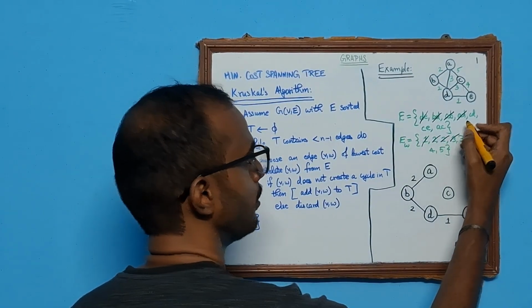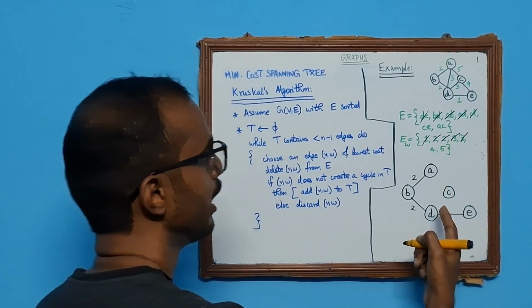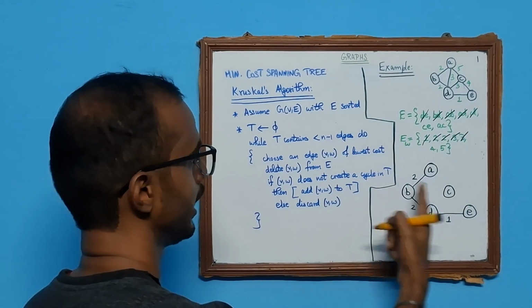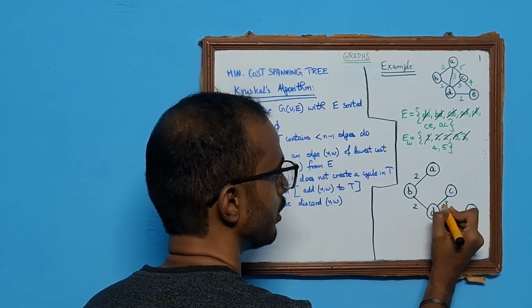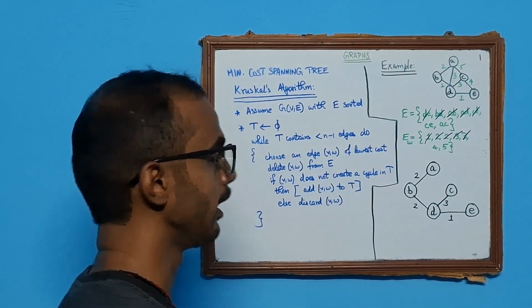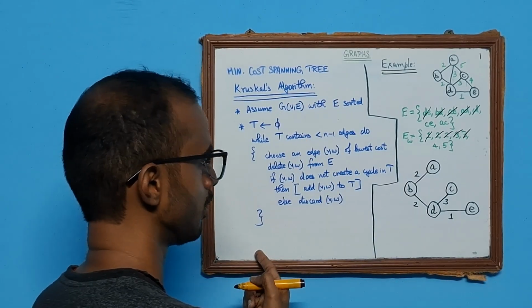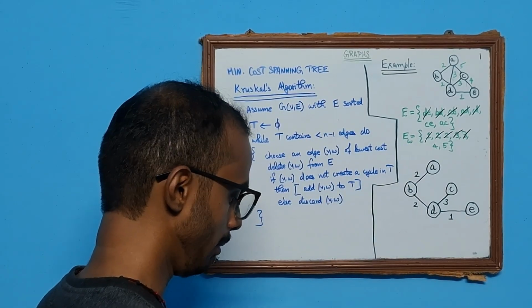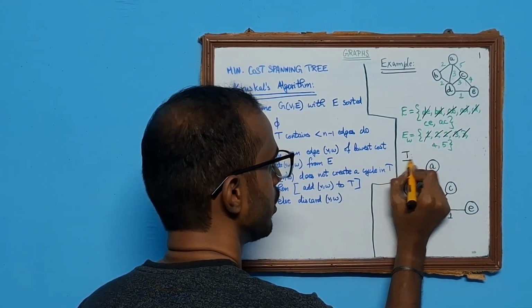Again, I'll pop the next element, which is CD. I am deleting CD and checking whether it creates a cycle. No, it does not create a cycle. I'll write this with 3. Now going ahead, 1, 2, 3, 4, there are 4 edges already, right? So T contains exactly n-1 edges. This condition fails, and it comes out of the while loop. This is the final minimum cost spanning tree that we have. So T is defined like this in Kruskal's algorithm.